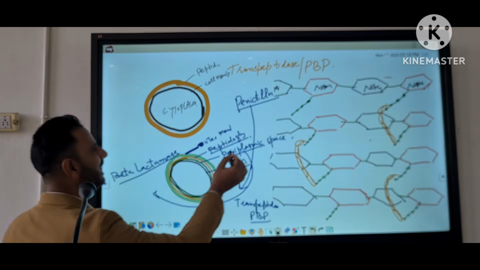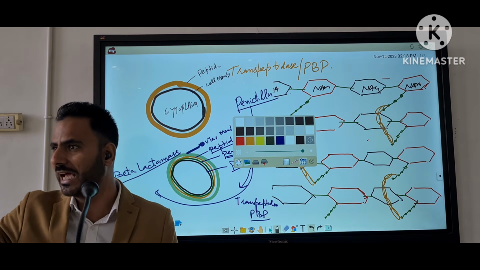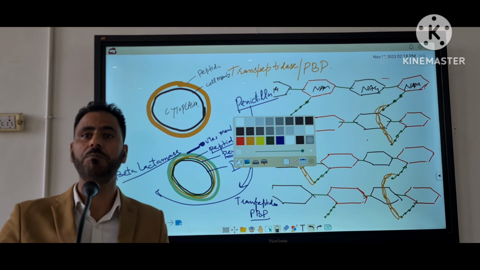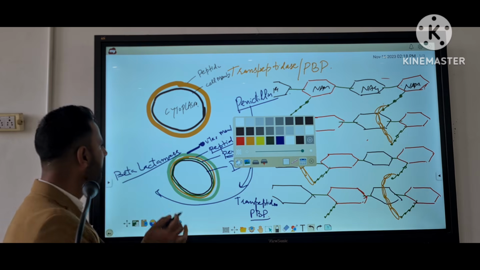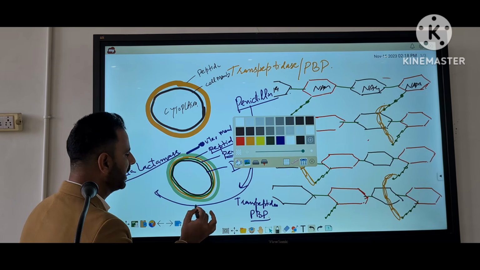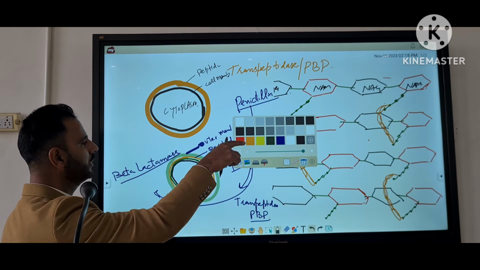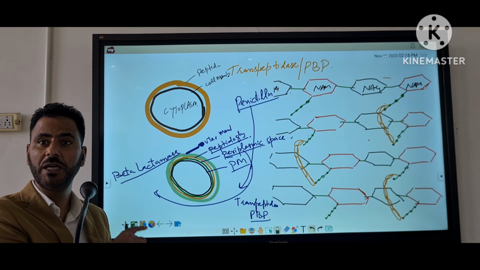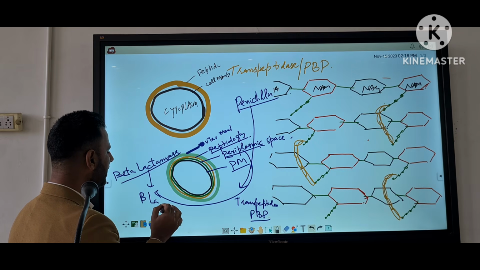And penicillin has a beta-lactam ring. The effect of penicillin is because of the presence of the beta-lactam ring. Now when beta-lactamase is present in gram-negative bacteria, it can directly attack the beta-lactam ring of penicillin.